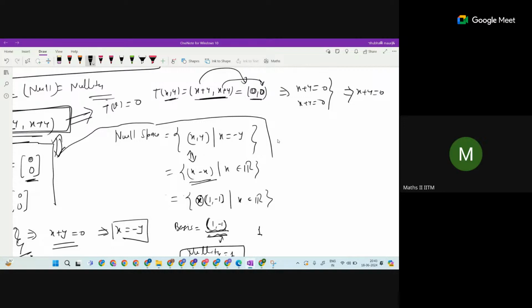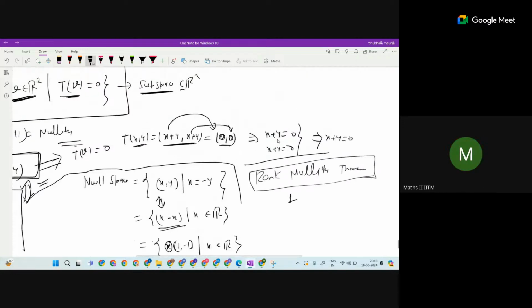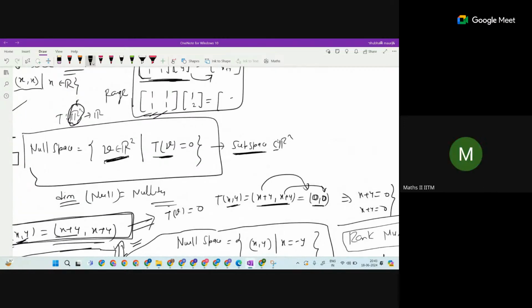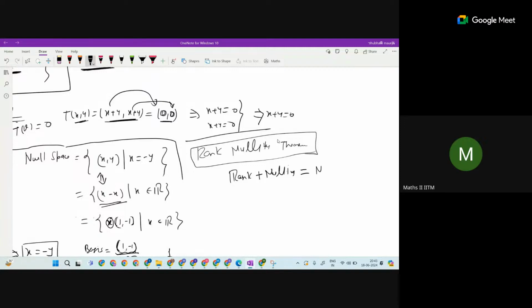Now let me tell you the connection also, the rank and nullity relation, the rank-nullity theorem. Previously we remember the rank was 1 for this one. From here we got that the rank is 1, so directly we can use that. What is the rank-nullity theorem? The theorem is that the rank of a linear transformation plus the nullity of a linear transformation is equal to the number of what? For the matrix, the number of columns in the matrix.